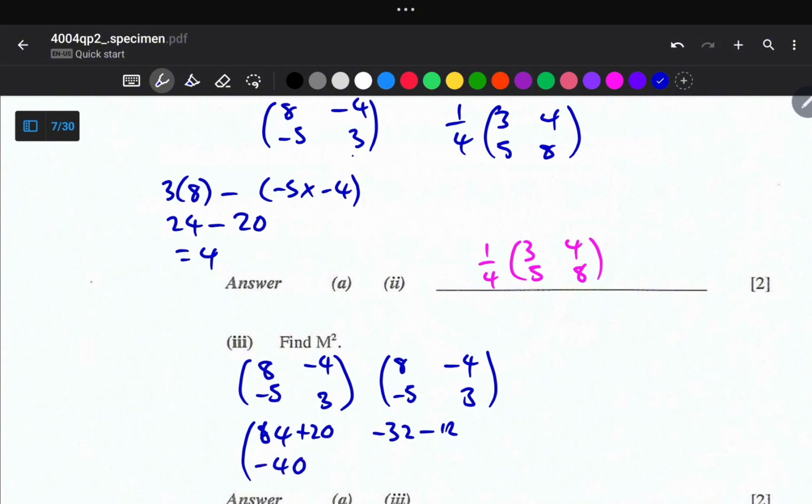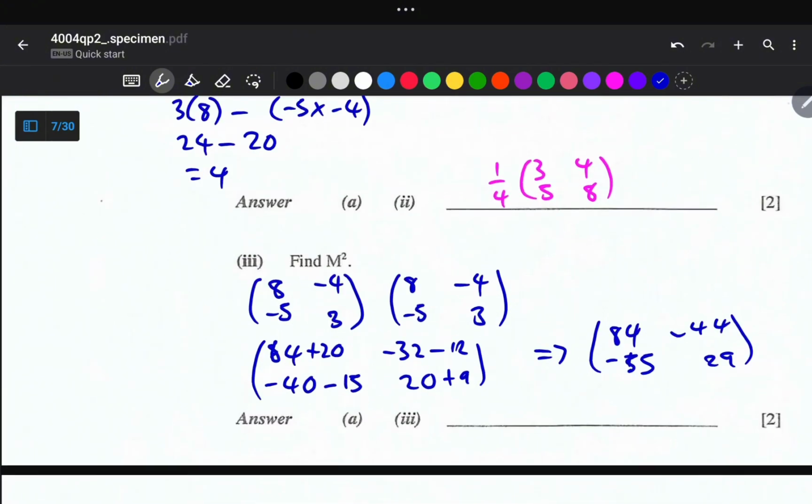3 by negative 5, it gives us minus 15. 4 by negative 5, it gives us 20, and 3 by 3, it gives us 9. So our answer is equal to 64 plus 20, which is equal to 84, and minus 32 minus 12, it gives us minus 44, and minus 40 minus 15 is equal to minus 55, and 29. So this is our final matrix.